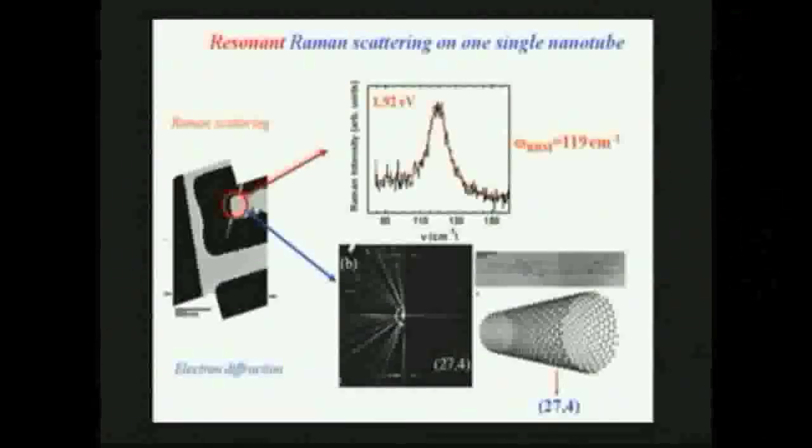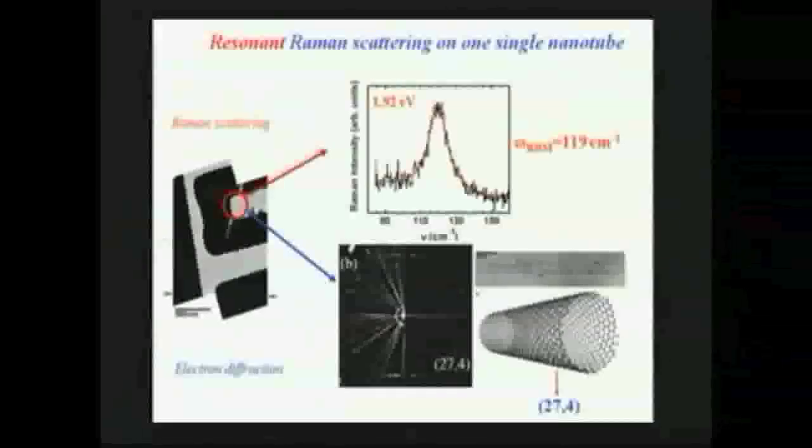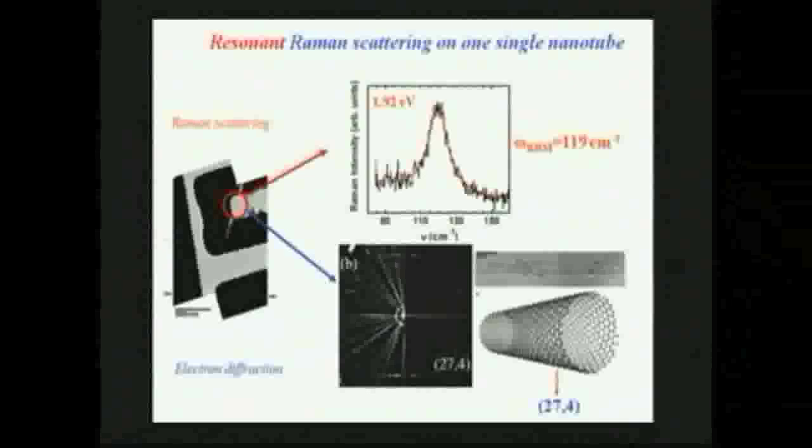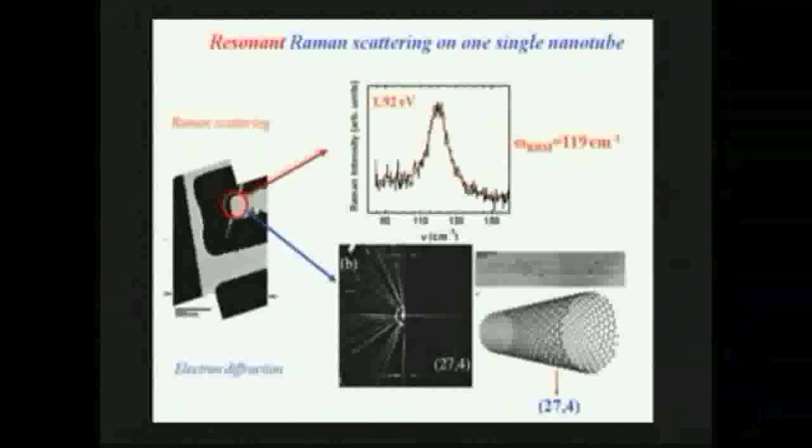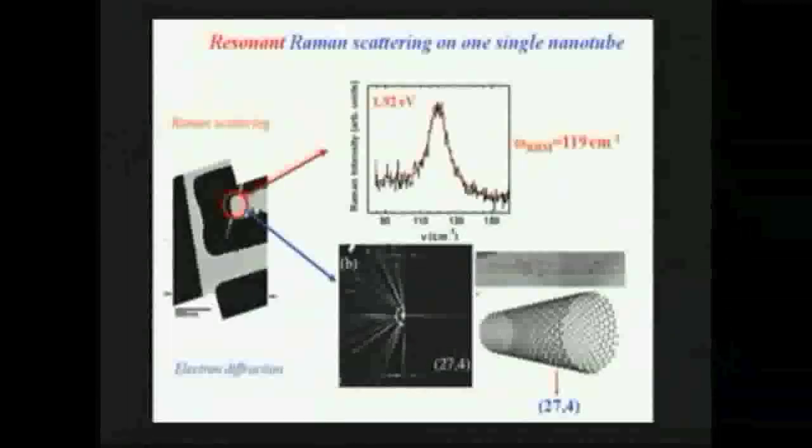So people in our group in Montpellier are making these very nice experiments. To enhance the signal, you also have to have suspended nanotubes. They should not stick on the substrate, otherwise the resonance is smaller. They should be suspended in air. So you have to prepare samples where nanotubes are suspended, and carry out in parallel Raman measurement and electron diffraction measurement. So this is the electron diffraction pattern of the nanotube. This is the radial breathing mode of the nanotube.